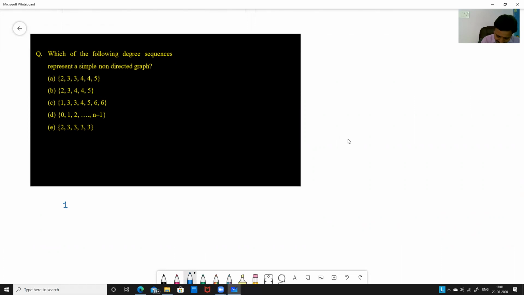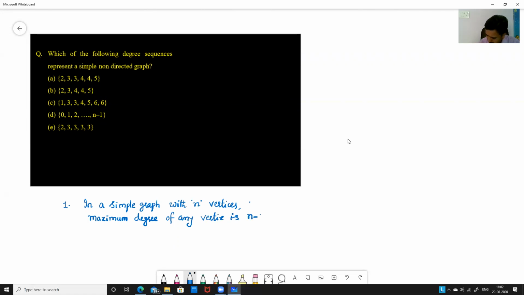The first one is: in a simple graph with n vertices, the maximum degree of any vertex is n minus 1. Please remember that.